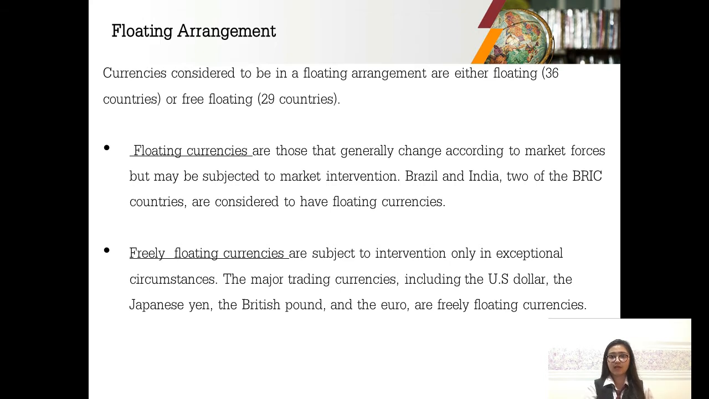And lastly is the floating arrangement. Currencies considered to be a floating arrangement are either floating, which consists of 36 countries, or free floating, with 29 countries. Floating currencies are those that generally change according to market forces but may be subject to market intervention. Brazil and India, two of the BRIC countries, are considered to have a floating currency. The freely floating currencies are subject to intervention only in exceptional circumstances. The major trading currencies, including the US dollar, the Japanese yen, the British pound, and the euro, are freely floating currencies.